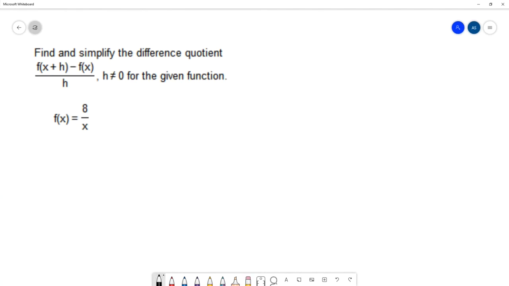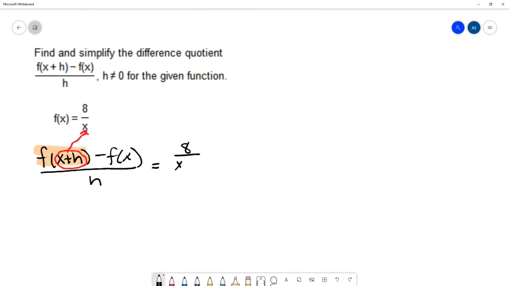So we're going to find this difference quotient, which is f of x plus h minus f of x over h. So we're going to take this in stages. Let's start by finding f of x plus h. And the way that you find f of x plus h is by taking x plus h and you substitute it in for x. So that's going to be 8 over x plus h. So I'm going to highlight that part there.